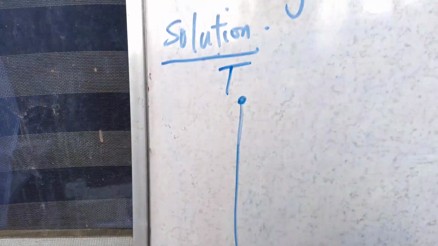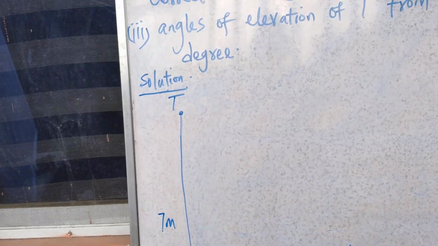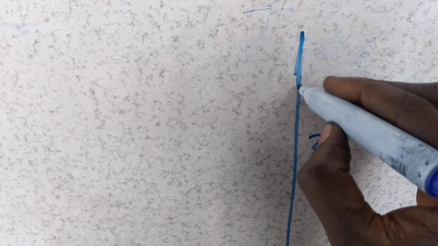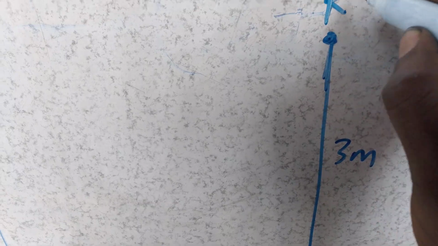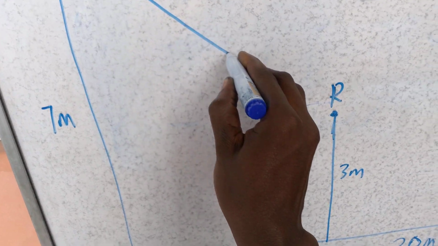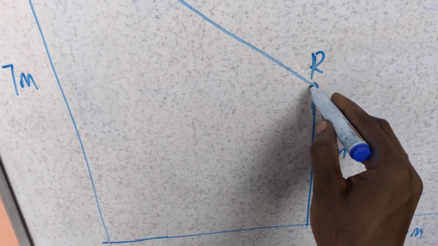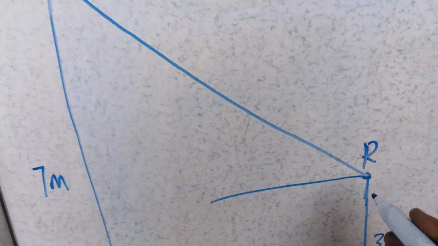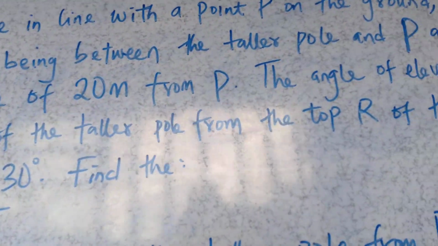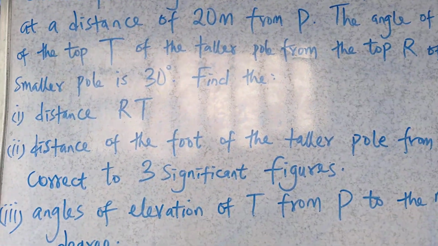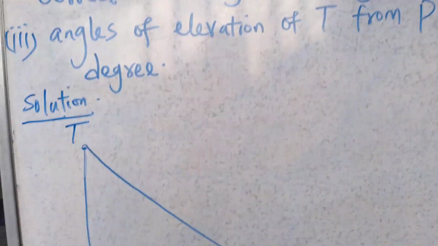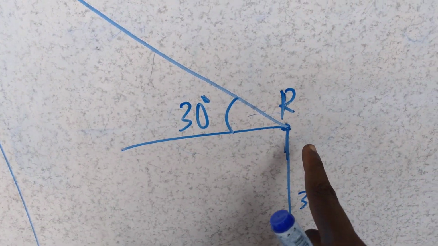This top is T. The angle of elevation of the top T of the taller pole from the top R of the smaller pole. The top of the smaller pole is R. So the angle of elevation of T, we extend it down from R. The angle of elevation of T from R is 30 degrees. So T from R is 30 degrees.